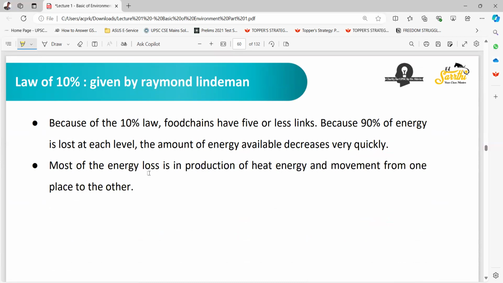Most of the energy loss is in the production of heat energy and movement from one place to another.